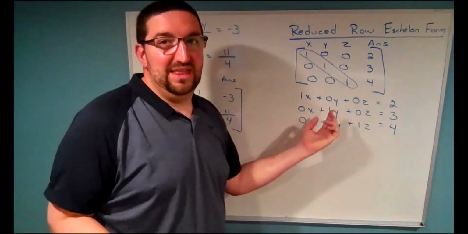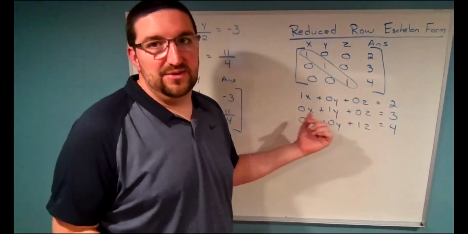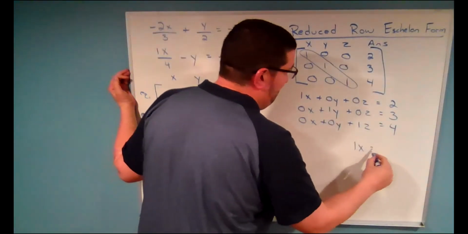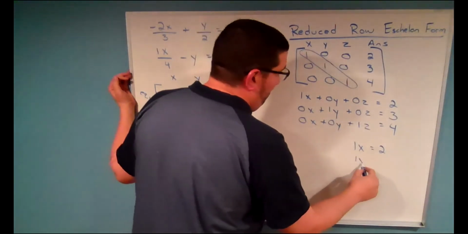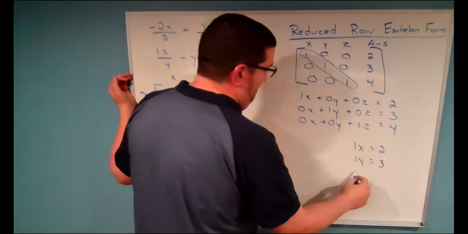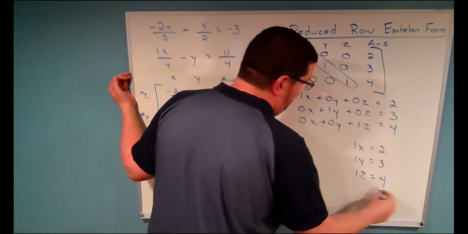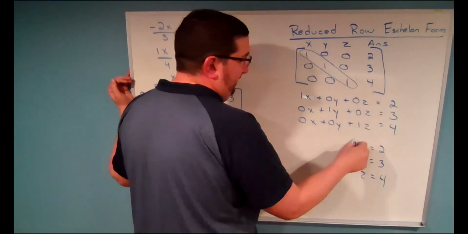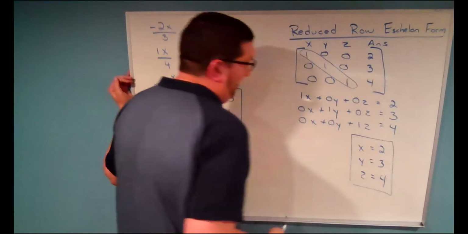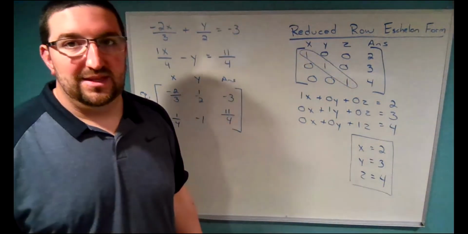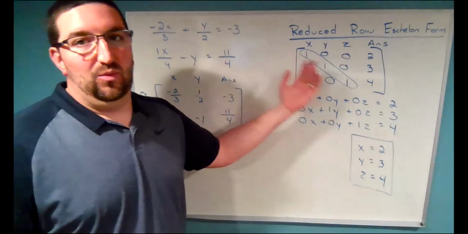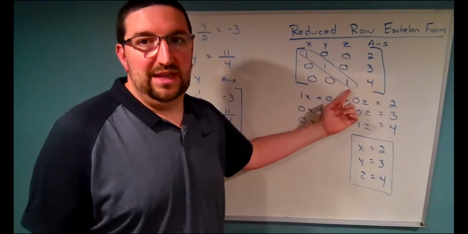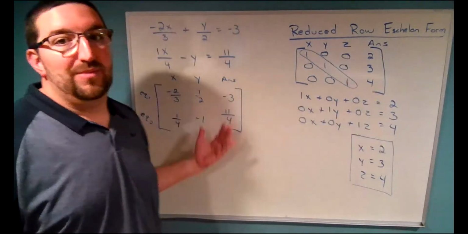Now, if we don't write the 0x, 0y and 0z, if we don't write the zeros, what do we have? We have 1x equals 2, 1y equals 3, and 1z equals 4. So the reduced row echelon form solves your matrix by telling you what the actual variables are. Okay, so we're looking for 1s here: 1x equals 2, 1y equals 3, and 1z equals 4. Now let's go back to this problem.